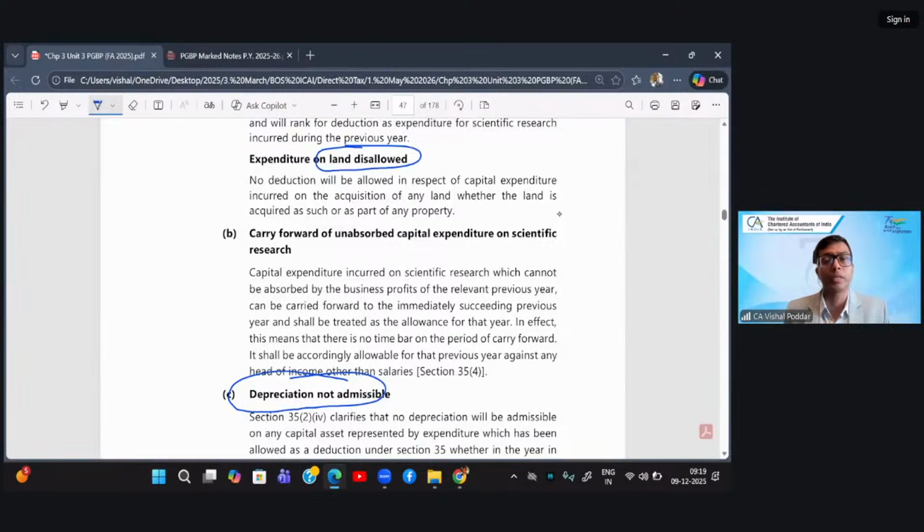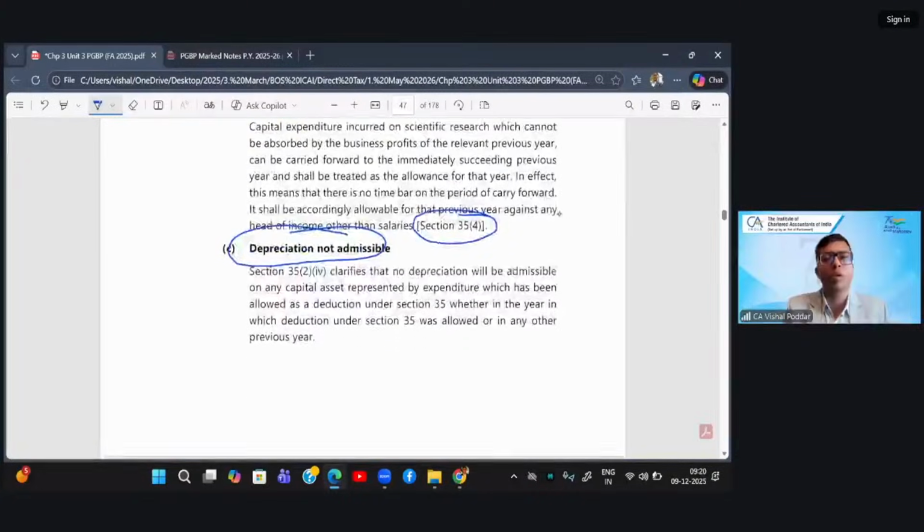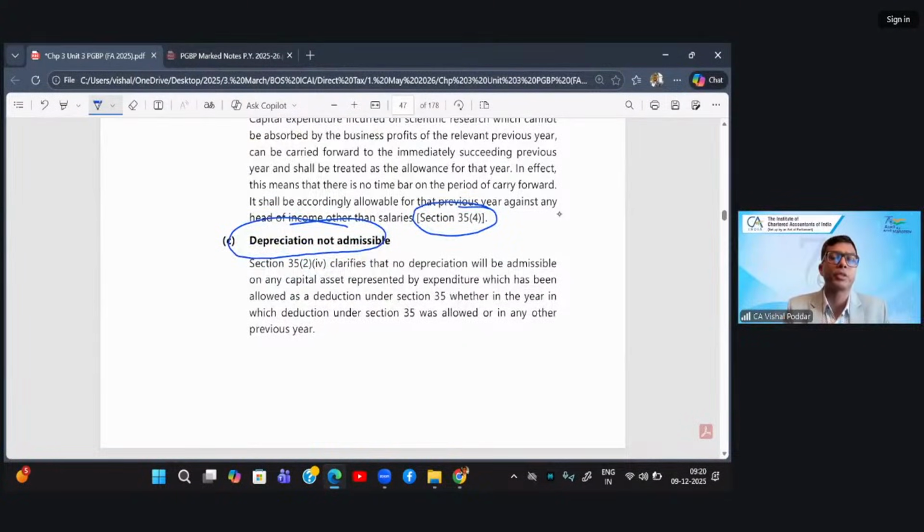Next important point, unabsorbed, same like unabsorbed depreciation. If your capital expenditure on scientific research remains unabsorbed, it will be carried forward and it will be set off in a special manner given under 35(4). So same like unabsorbed depreciation, the unabsorbed capital expenditure on scientific research will also be carried forward and set off in a special manner.